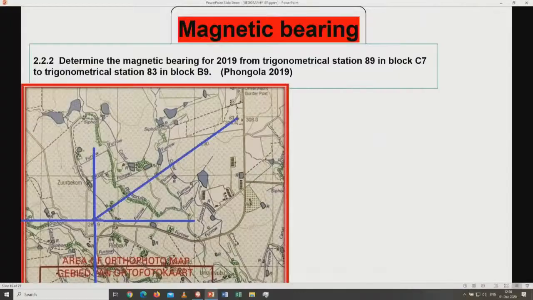So in this case, Grade 12, I've already done that. You can see from this map, they say from Trigonometrical Station 89. I put my cross on Trigonometrical Station 89 in block C7. There you have a cross. And then I've joined it with Trigonometrical Station 83 in block B9. There you have them. And then what I must do now is put down my formula. My formula says magnetic bearing is equal to true bearing plus the magnetic declination.